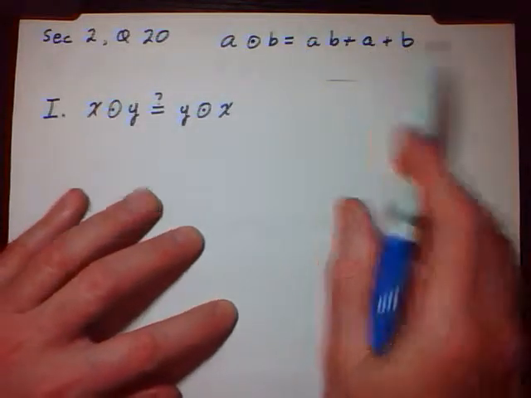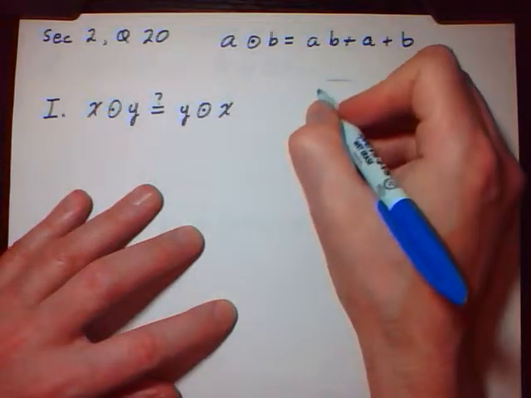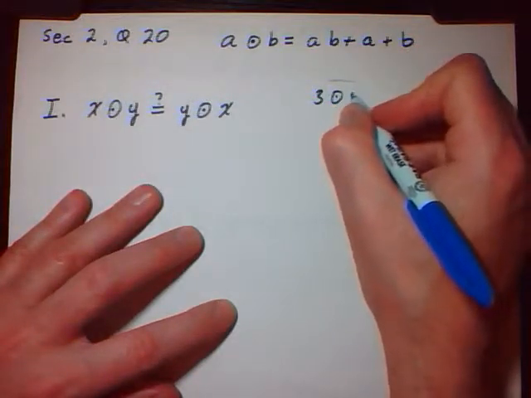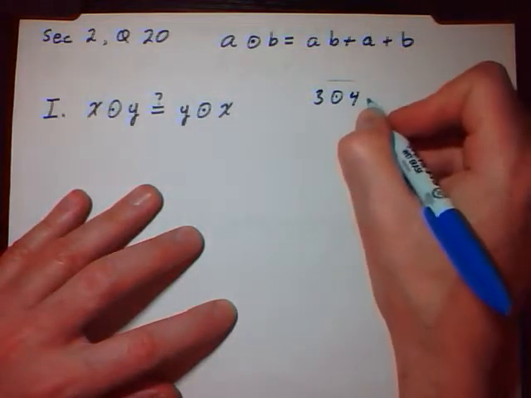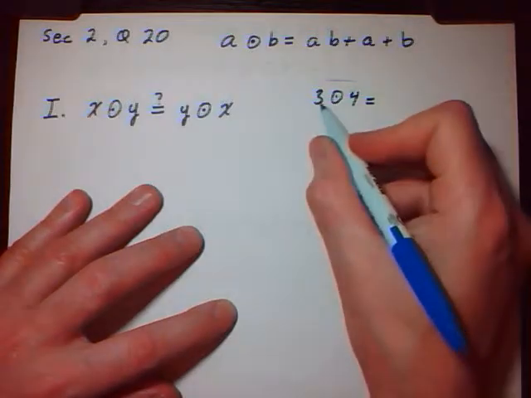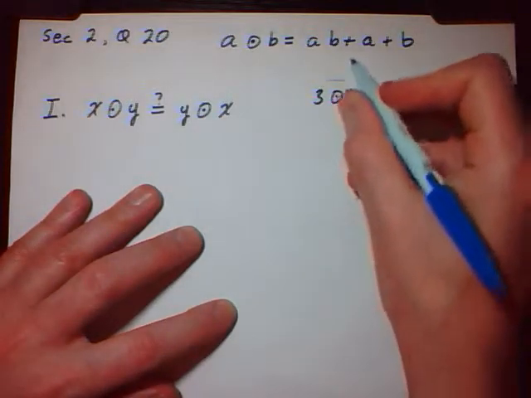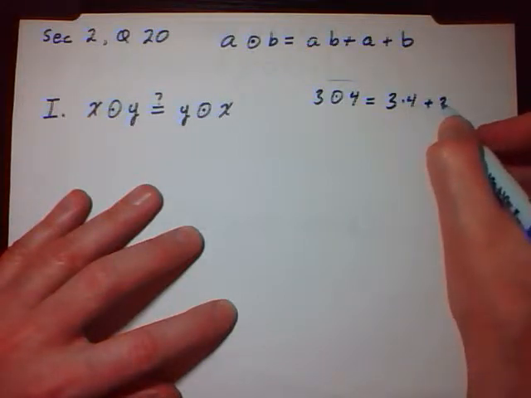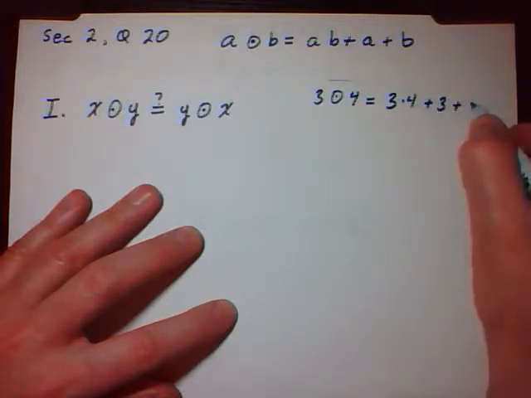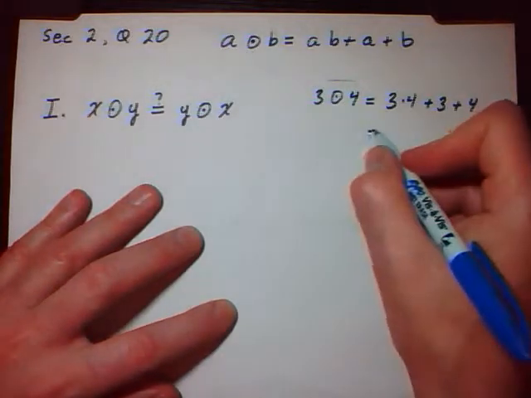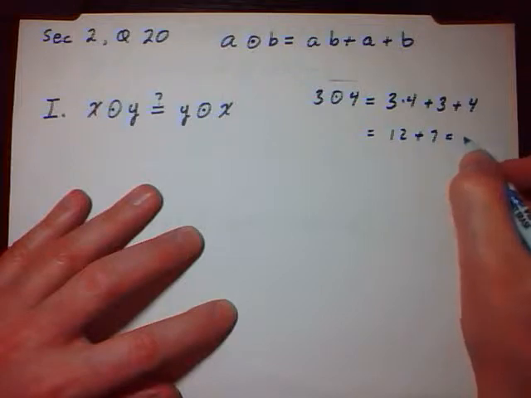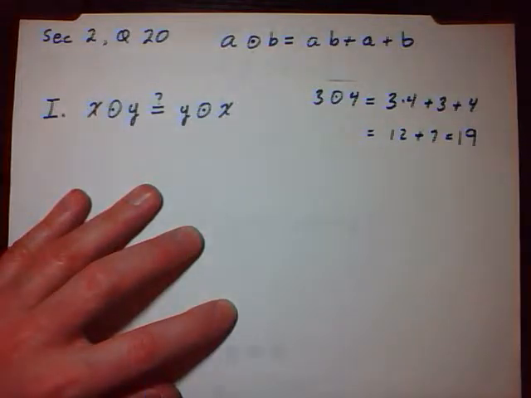So for example, if we were given 3 circle dot 4, that would be equal to the first number, 3, times the second number, 4, plus the first number, 3, plus the second number, 4. In this case that would be 12 plus 7, or 19.